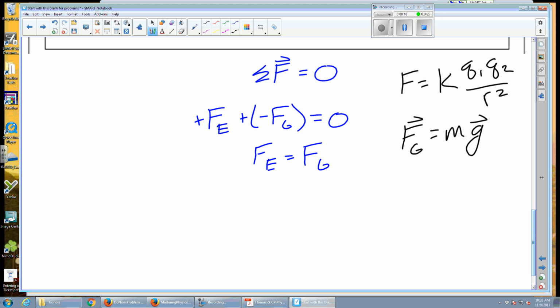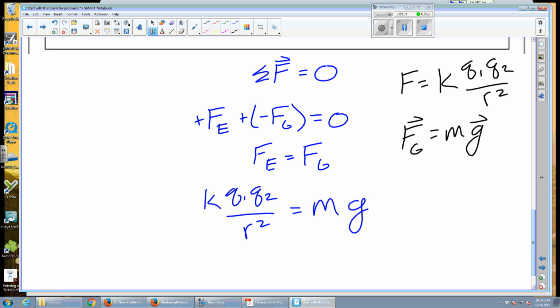Now we can substitute in, right? k Q1 Q2 over r squared equals mg. I don't like negatives, because what happens is I do a math step and I forget to write the negative. So if at all possible, I get things out of negative. I know one of my tendencies is to leave off negatives, and it screws me up. What does the mg represent again?